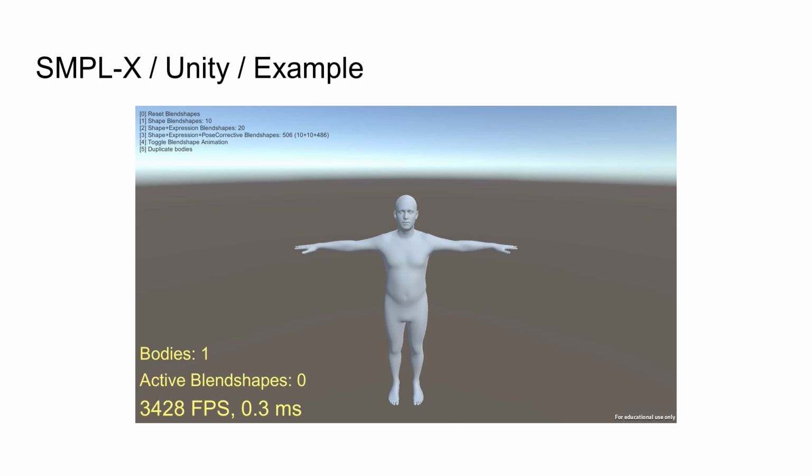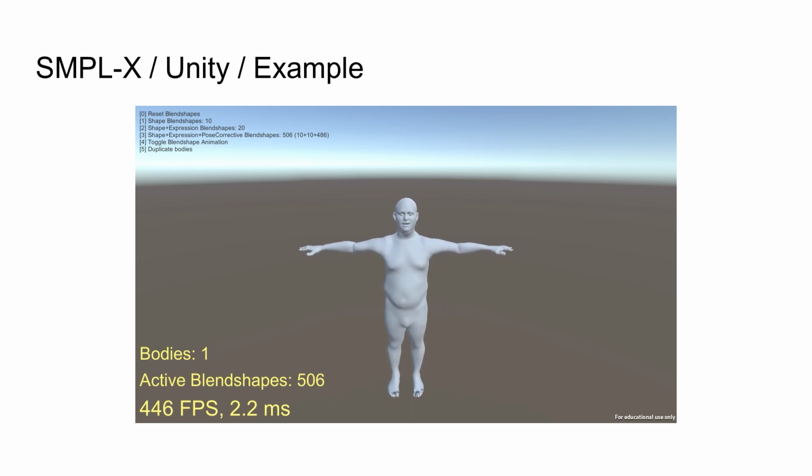Without any active blend shapes, we can render the SMPLX model in 0.3 milliseconds. This corresponds to a frame rate of over 3000 frames per second. Let's activate now the 10 blend shapes for shape and afterwards the 10 blend shapes for facial expression. Only after activating all the pose-corrective blend shapes, we see a massive impact on frame rate. We now need 2.2 seconds to render a frame.